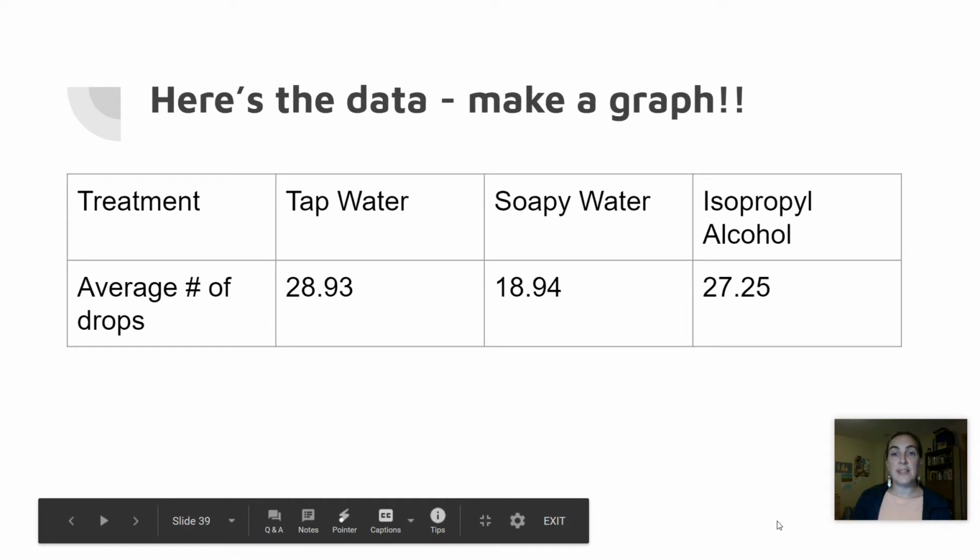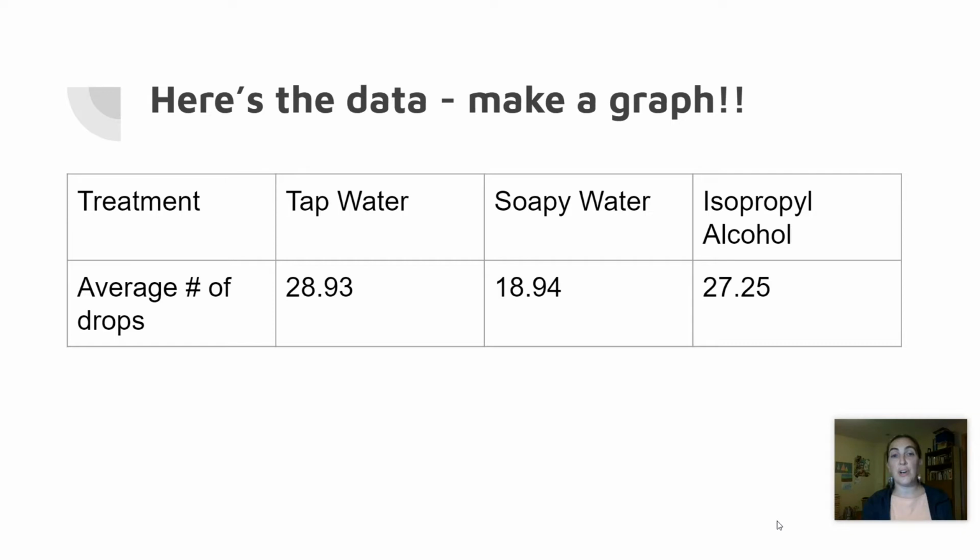So here's the data that you all collected for me yesterday. I took all of the samples for each of these trials and averaged them. So this is the average number of drops of water on your paper. And if you're just doing this in a notebook, that's okay for this one because you're not turning this in. Or you can grab a sheet of graph paper and make a quick graph of the data that you see here.